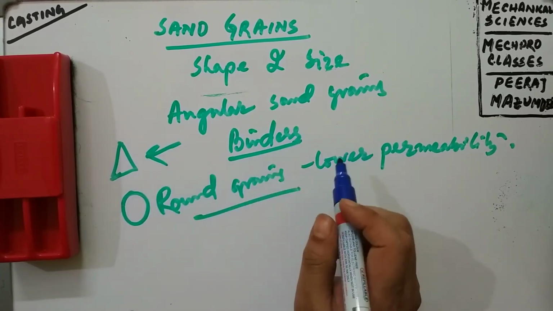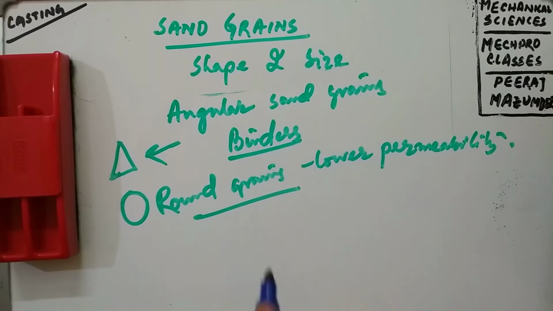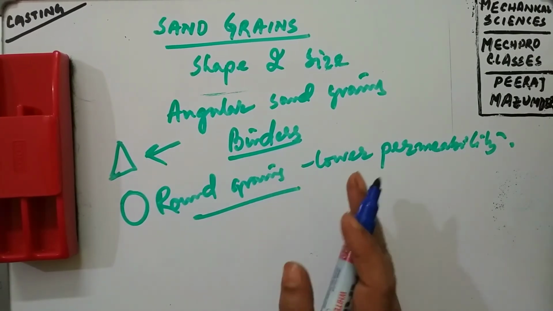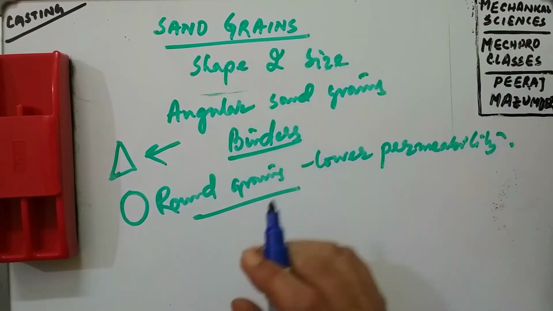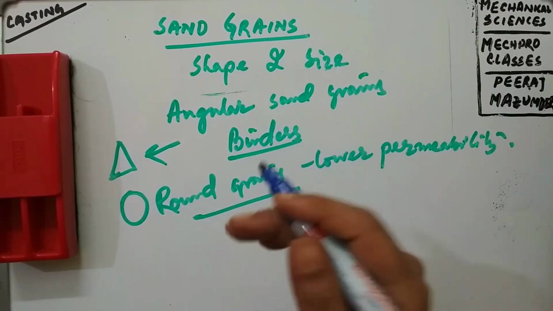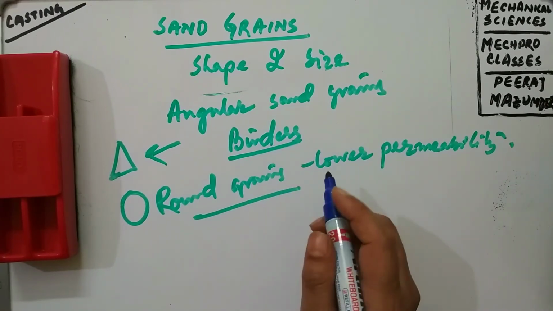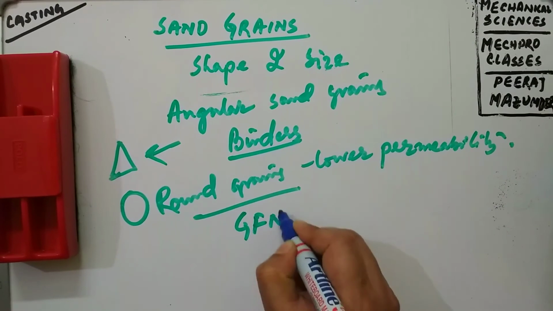Coming to grain size, it also affects the refractoriness. The higher the grain size, the higher the refractoriness. And the purity of sand grains also improves the refractoriness. Okay, for example, say GFN. I didn't mention the full form of GFN.